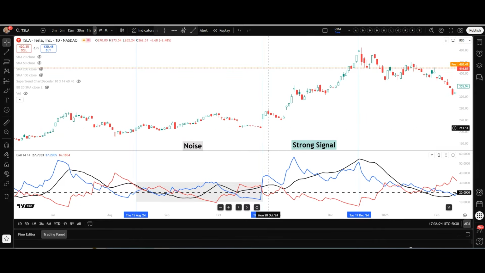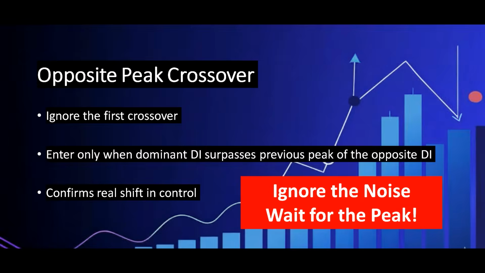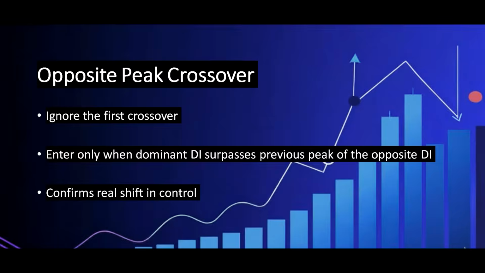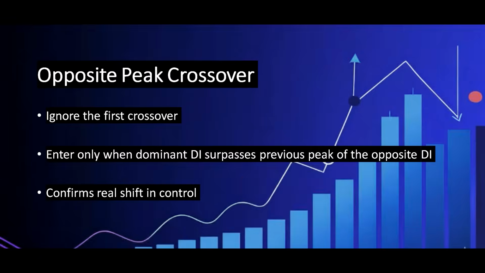Well, what's the strong signal here? The ADX was moving up. The difference between the plus DI and minus DI was quite sizable in nature and ADX continued to move up. And as we see here, NVIDIA had a strong upside move. We need to check out the opposite peak crossover. Let us do it this way. Ignore the first crossover and then act only when we get an opposite peak crossover.